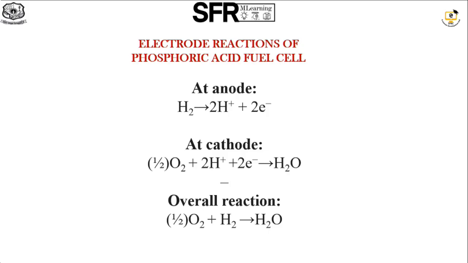This slide gives the electrode reactions of phosphoric acid fuel cell. At the anode, the hydrogen molecule is split up by platinum into 2 protons and 2 electrons. And at the cathode, the protons which migrate through the electrolyte reach the cathode, and the 2 electrons which pass through the outer load reach the cathode and react with the oxygen molecule to produce water. So the overall reaction can be written as half an oxygen molecule reacts with a hydrogen molecule to give water. This is the overall reaction of phosphoric acid fuel cell.